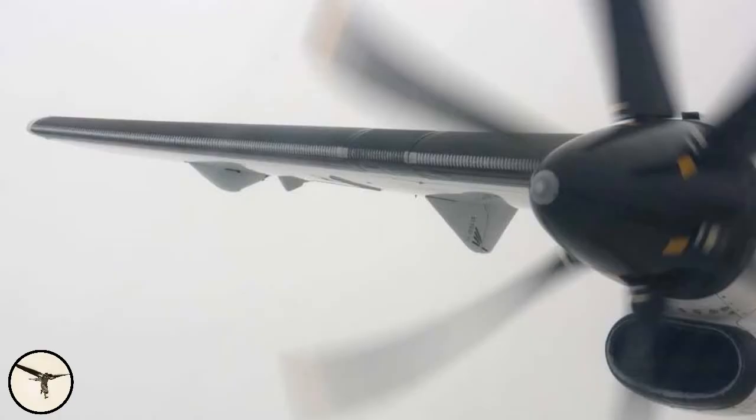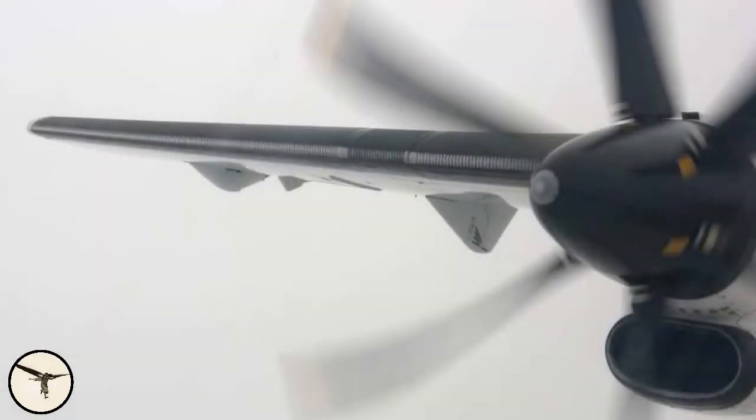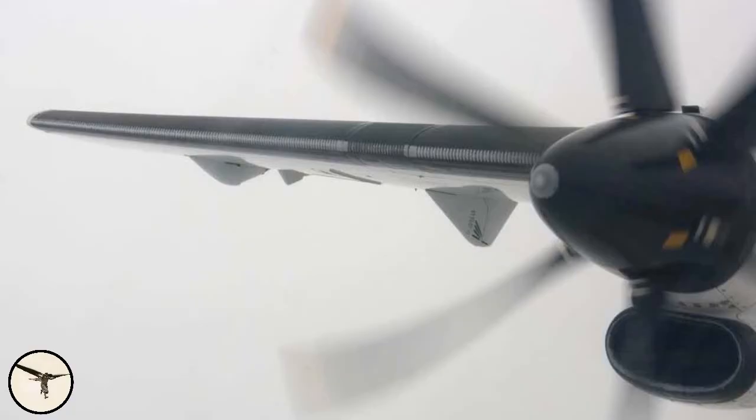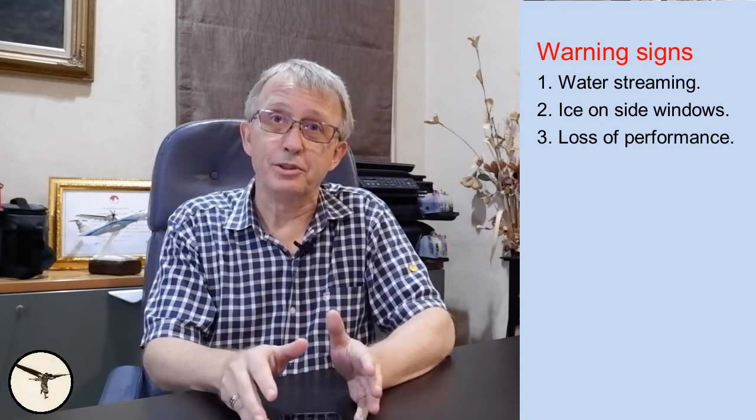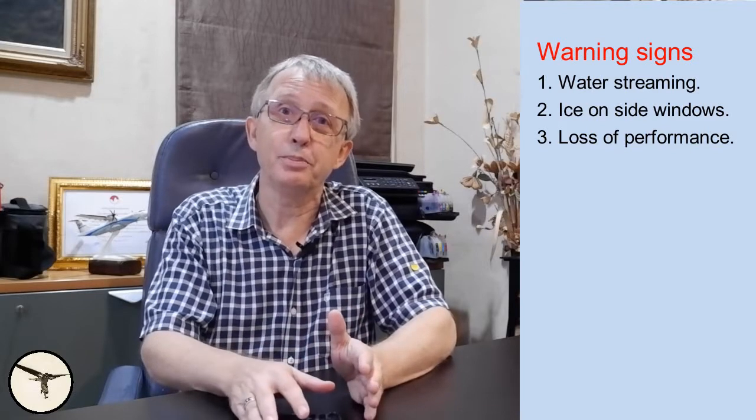Visual indications might be subtle because you may not see ice form on the wings, especially when it's dark. And it might be difficult to detect clear ice even in daylight. You may see ice form on the windshield wipers, and in the ATR 42 you can see the spinner as well. And here are some warning signs you cannot neglect. 1. Water streaming on the windshield and the side windows. 2. Ice forming on the side windows.